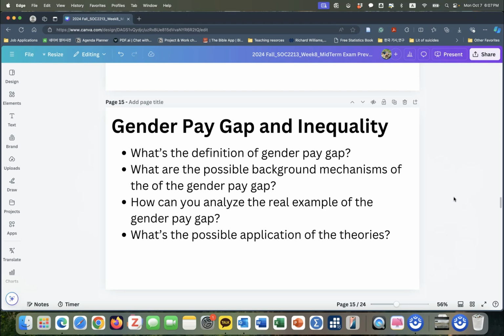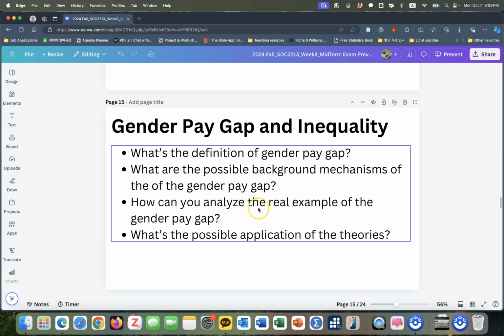It was covered very recently, and you may have a vivid memory about that. But again, what's the definition of the gender pay gap or gender inequality? You may remember something, and you may recall, or you may focus on those conceptualizations. And what are the possible background mechanisms of the gender pay gap? You may remember there were several types of background mechanisms which contribute to the current level of the gender pay gap and inequality, which will be very important.